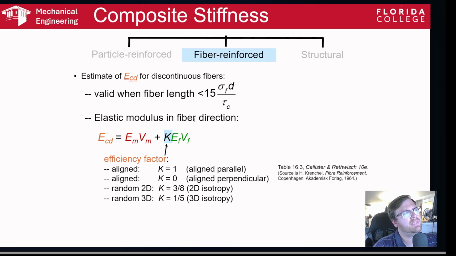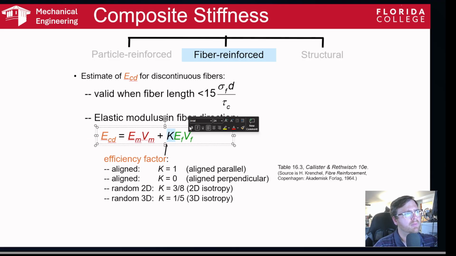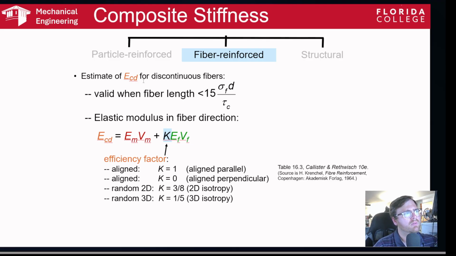And so our elastic modulus in the fiber direction is now the same equation, but now we have this efficiency factor K that we have to deal with. That efficiency factor is coming from the orientation of our discontinuous fibers. If they're all aligned, K is equal to 1. We just say these are basically like our continuous fibers. But if they are aligned perpendicular, so basically in the transverse direction to loading, then K is equal to 0, basically meaning that our fibers almost mean nothing in this case.